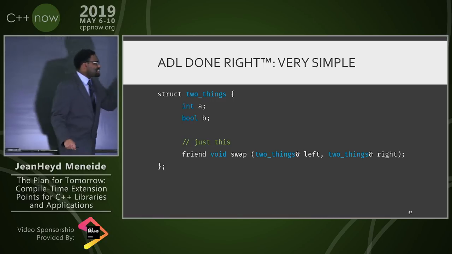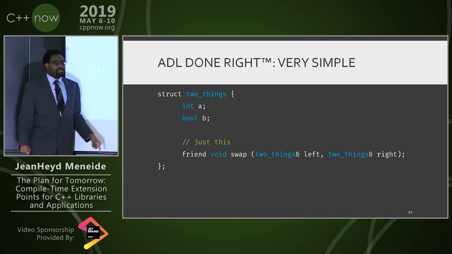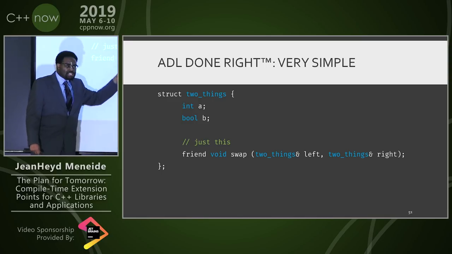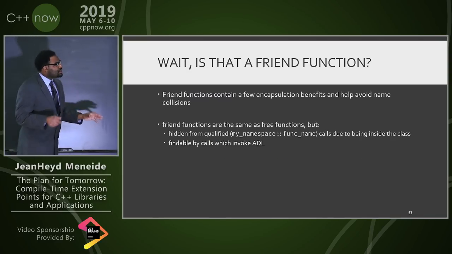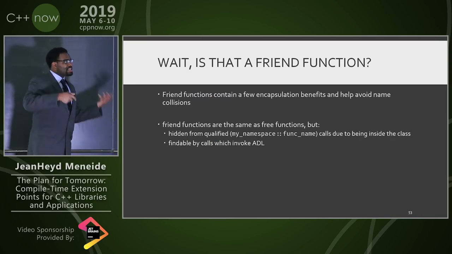It's an abstraction I understand, right? There's an extra friend thing here, right? But for the most part, this is what I want to write. This is the golden standard, right? This is what I want to write. And so you may be wondering, why is it a friend function?